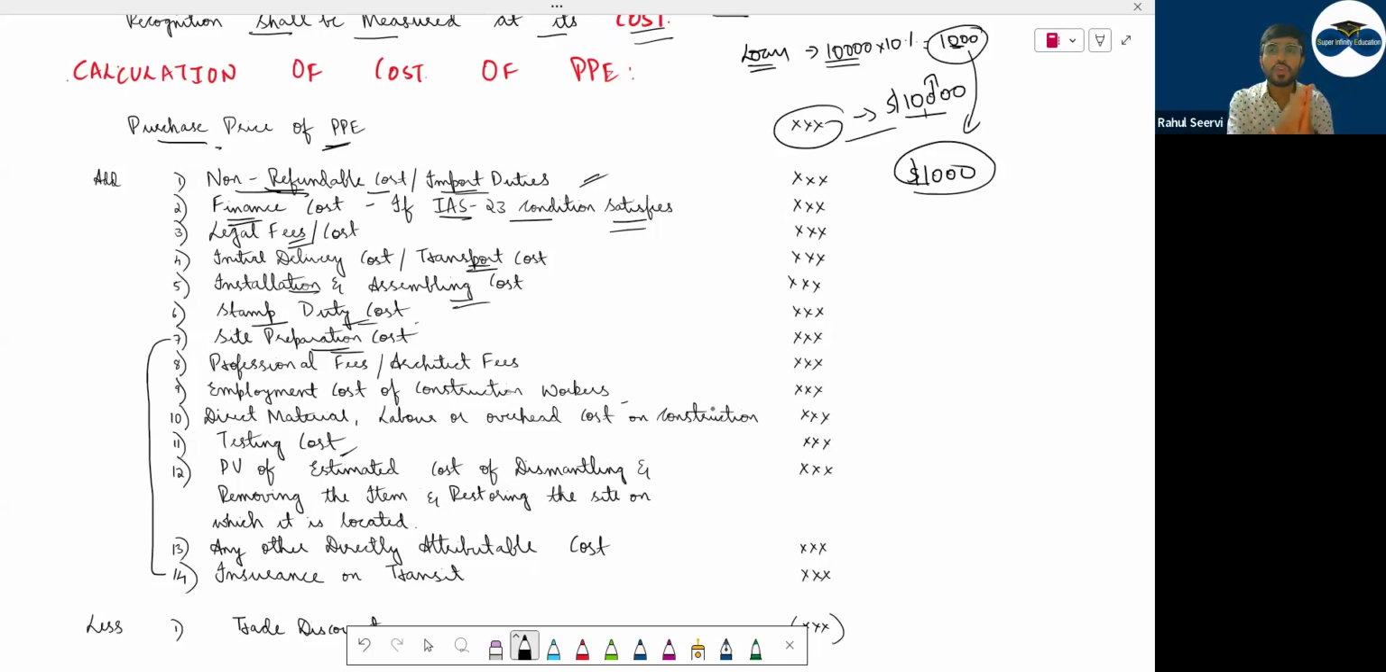That everything will be accumulated and you will get the total amount for what? The construction of the factory or construction of the PPE. You can either purchase or develop it by yourself in-house. If you're developing by yourself, all the cost you will include.